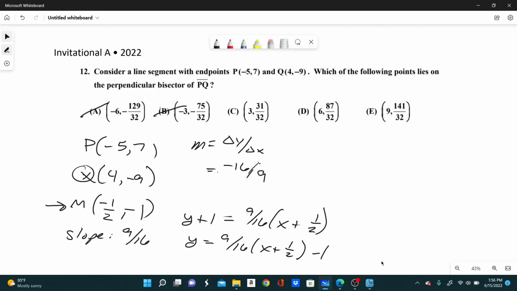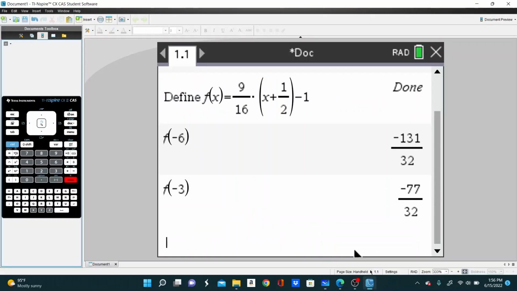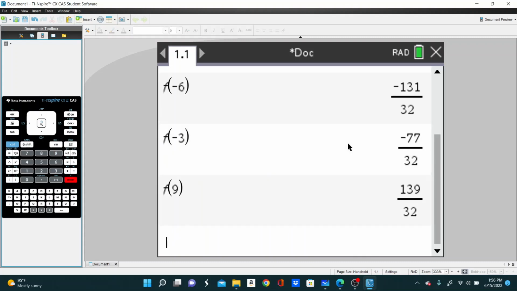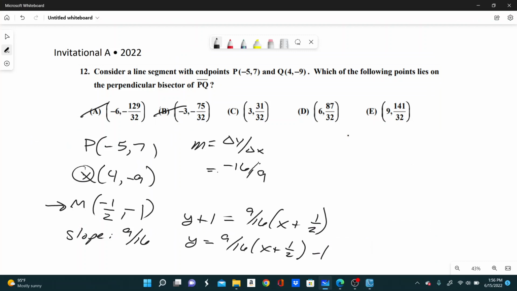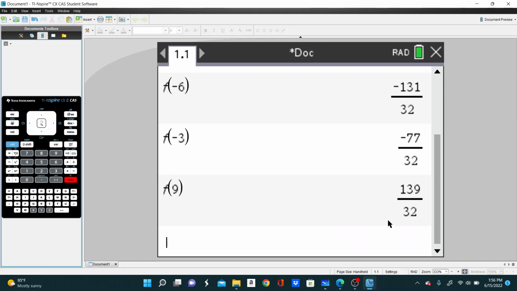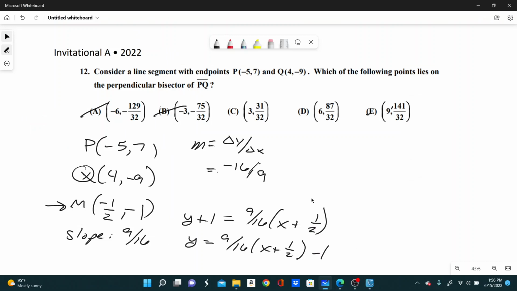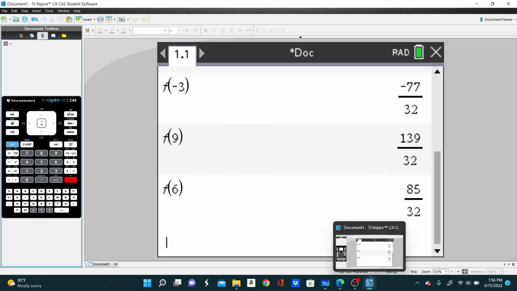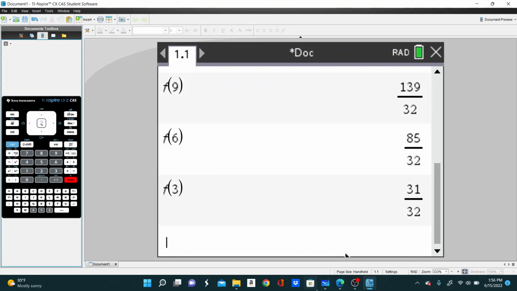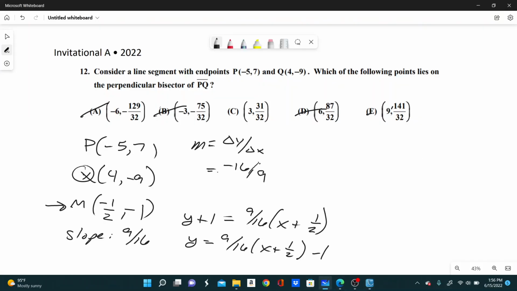Let's try E. Just mix it up a little bit. So let's plug in 9. We should get 141/32. Nope, we get 139/32. So it's looking like either C or D. Let's try D. So f of 6, is it 85/32? Nope, looks like we skipped C when we should have just gone with it. So f of 3 gives us 31/32, and looks like that matches up. So we're going to have answer choice C.